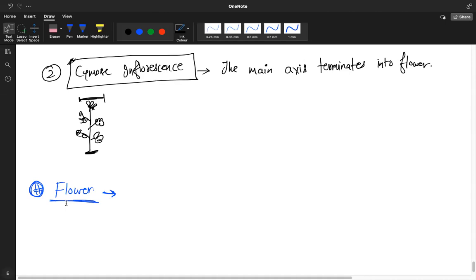Gymnosperms, bryophytes, pteridophytes. These are all plants which do not produce flowers. But gymnosperms produce seeds. So both angiosperms and gymnosperms produce seeds, but gymnosperms produce seeds without producing flowers. So it's called a naked seed. Whereas in angiosperms, the seed is formed within the flower when it is ripening into a fruit. So that's a covered seed. So covered seed and naked seed.